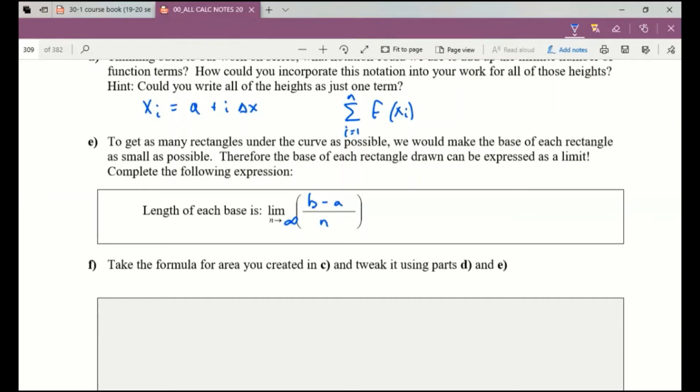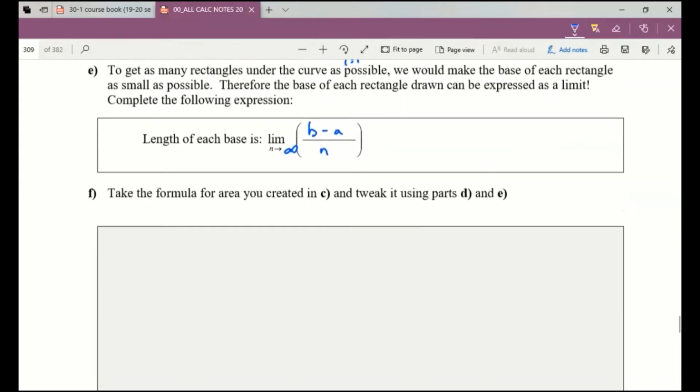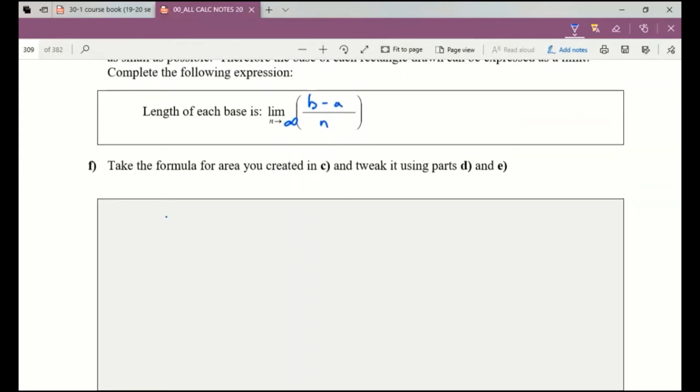When we do this, that's telling us that we are taking infinitely many rectangles that are infinitely thin. And so all of this put together, we end up with the summation as i goes from 1 to n, the limit as n goes to infinity, of (b minus a) over n. So that is our width, times what we have for heights.